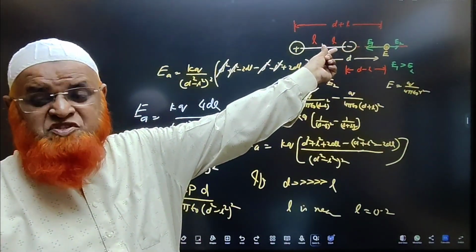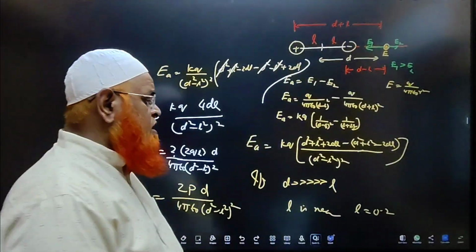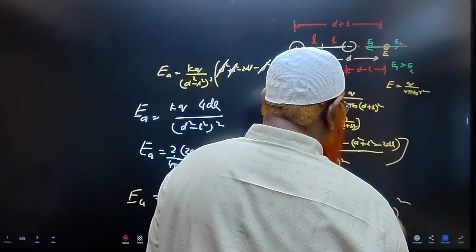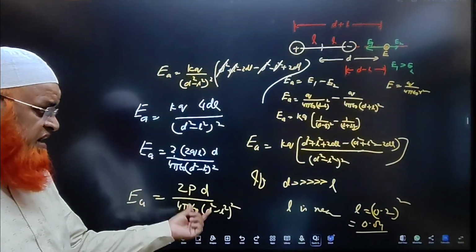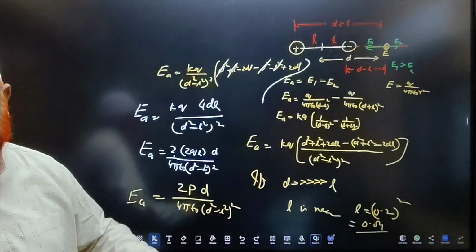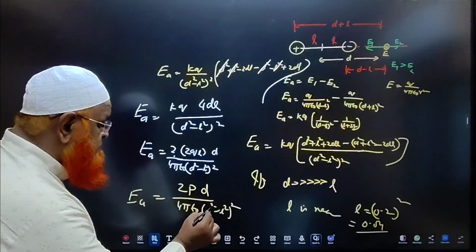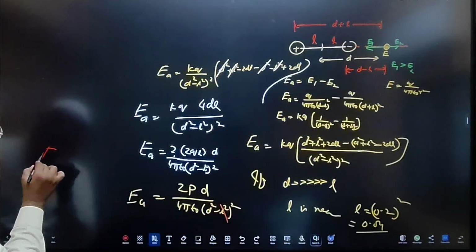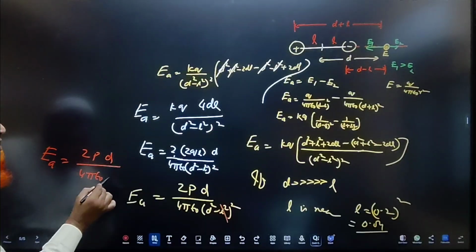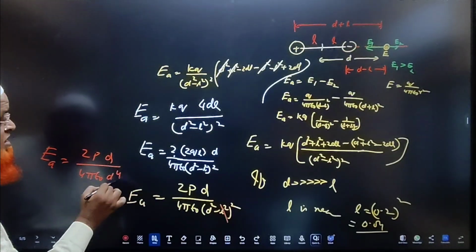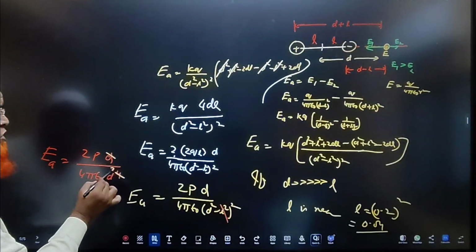Then what will you write? 4 centimeters means 0.04, or 40 centimeters means 0.4 meters. So 0.4 or 0.2 squared will come, 0.04, which is very small compared to d. D is in meters, so 0.04 meters can be neglected. So this part can be removed. Then E along the axial line is going to be 2pd by 4 pi epsilon naught, d square whole square is nothing but d power 4. So d power 4, d gets cancelled, d cube is left.